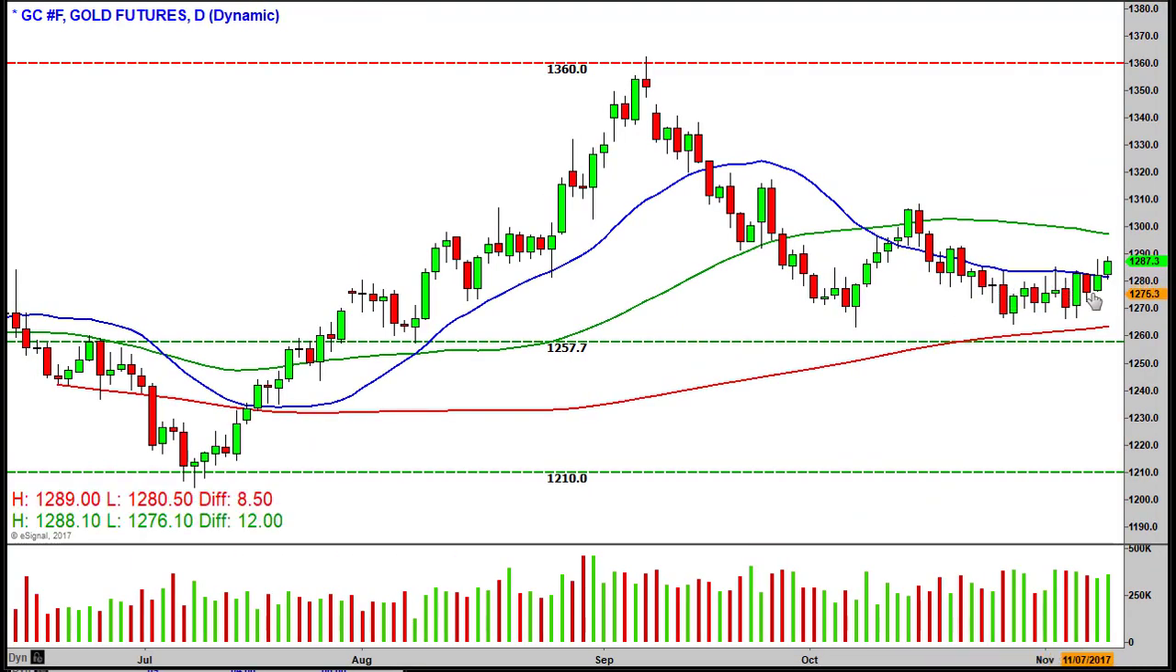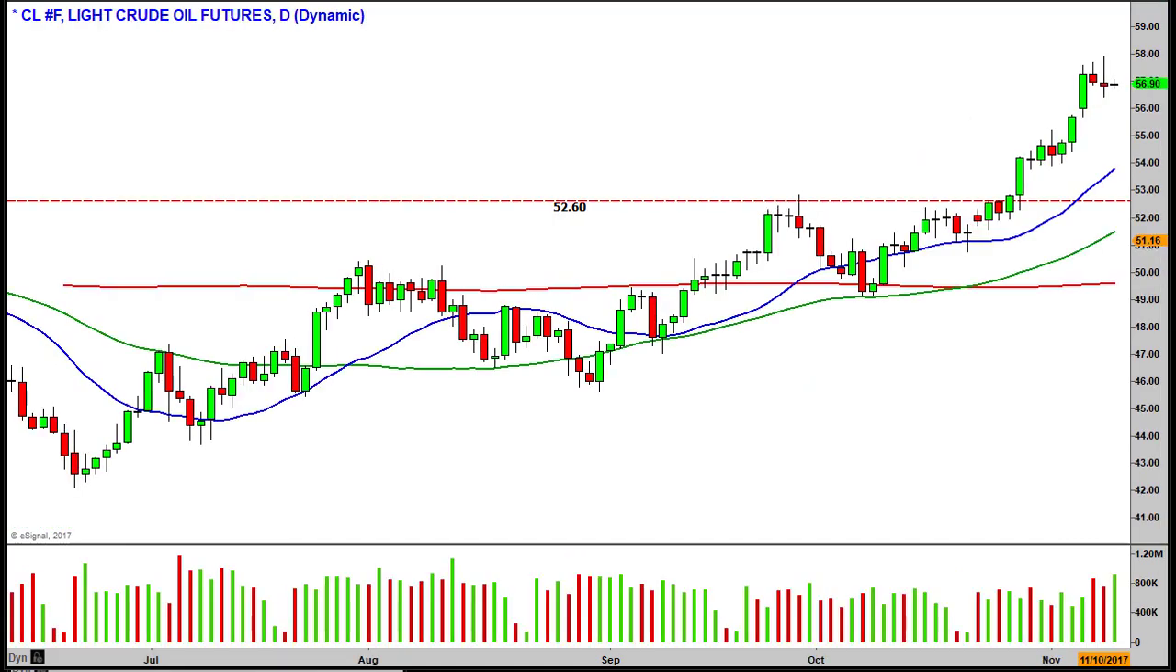Gold's having a decent start. It's been consolidating here, building some support. It's trying to get going up into this area over here. We'll see how that does. And crude oil, it's consolidating its gains. It's had a nice little run and consolidating here. So we'll see how far that goes.